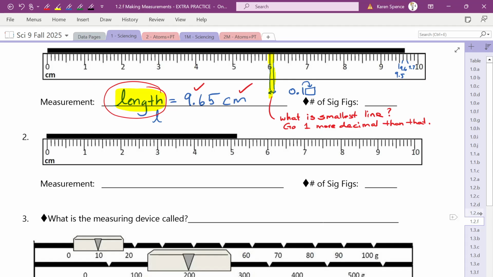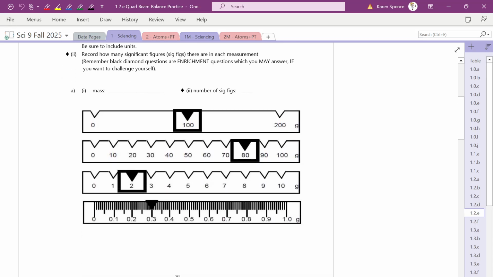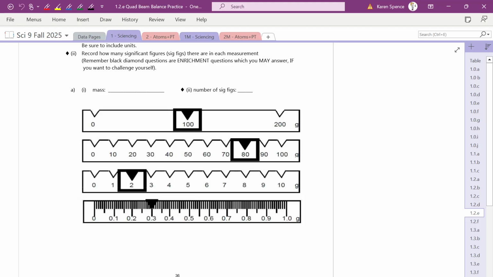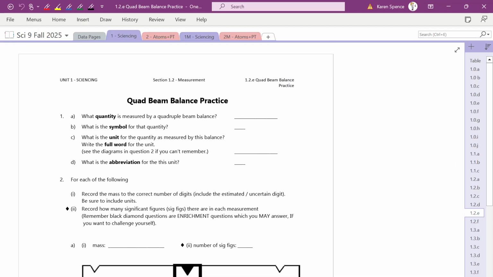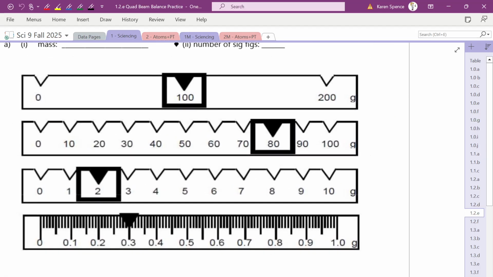Now we're going to go back to this, a quadruple beam balance, okay? Quadruple beam. And that's because today we are going to start using the quadruple beam balances to do a little activity, okay? So we are going to take a look at this example of a quadruple beam balance.